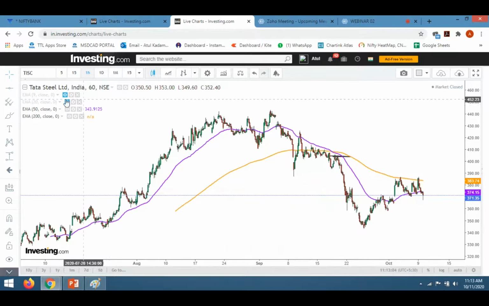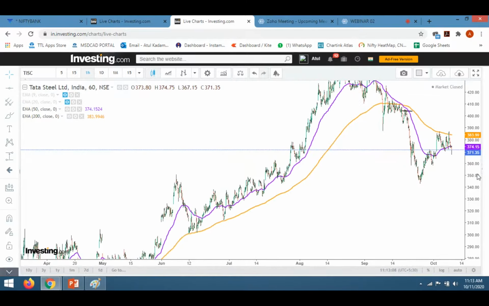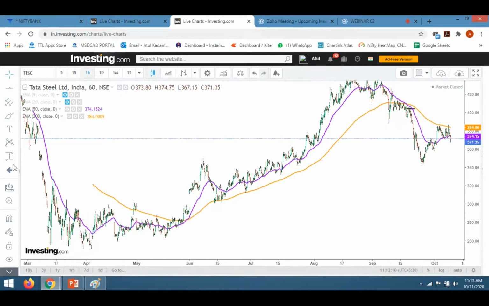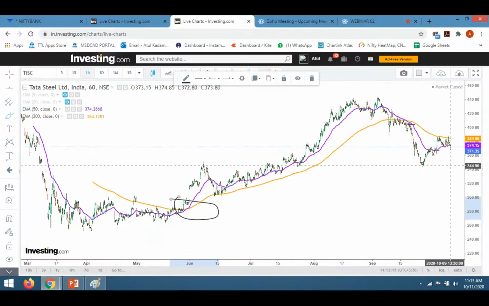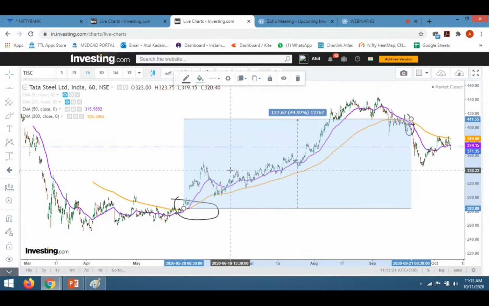So if you see Tata Steel, initially where I get the positive crossover, so just a minute. If you see Tata Steel here, I get the entry here, okay, and I get the exit here. So negative crossover is the exit, entry to exit. It's 127 points. Guys, 127 points in a single trade.